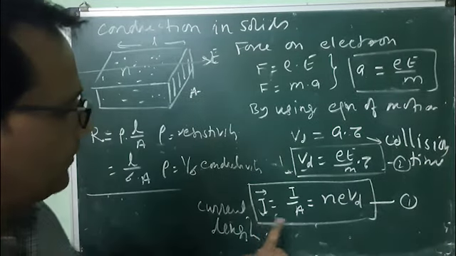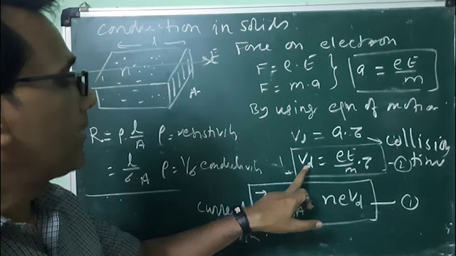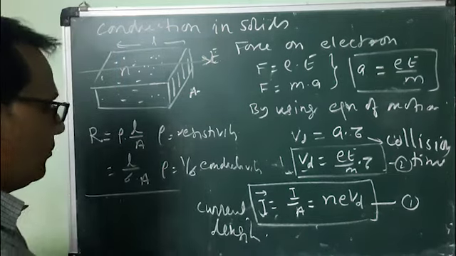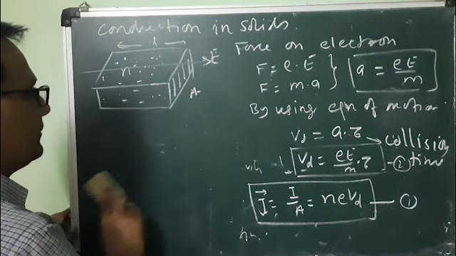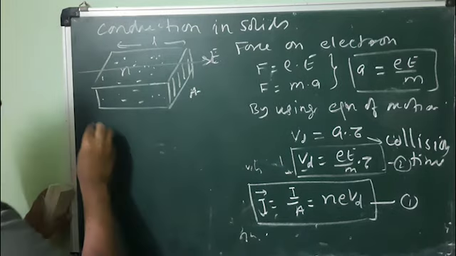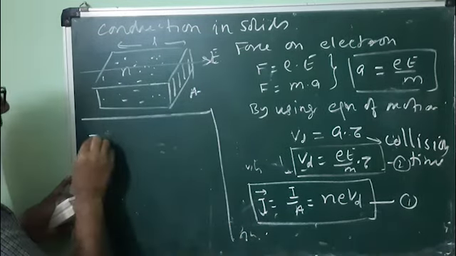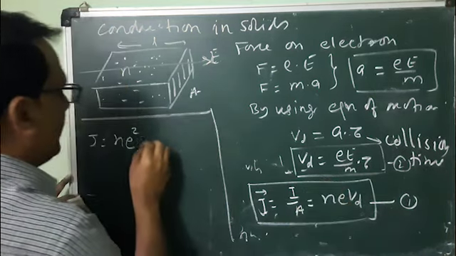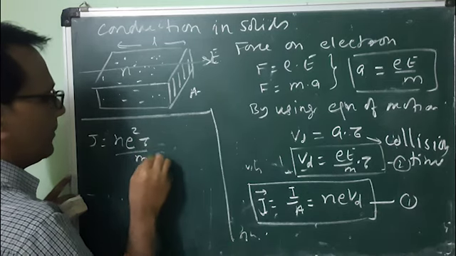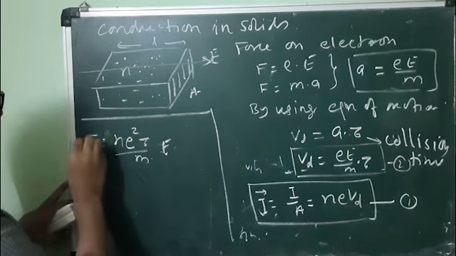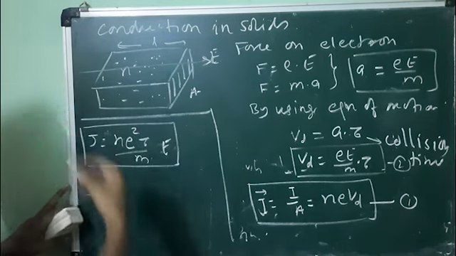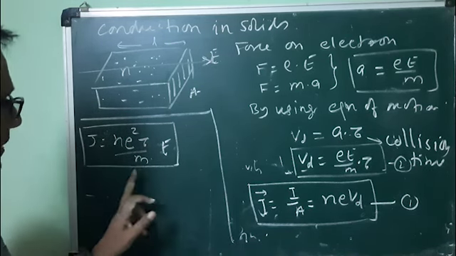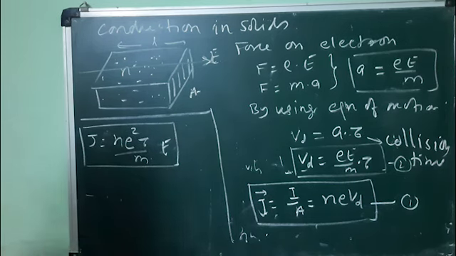So in the first equation we have J = n e Vd, and in the second equation we have calculated Vd in terms of the electric field intensity and tau. We can put this value here. So we will have J equal to n e square tau by m multiplied by E. This is the current density in terms of the charge density, the relaxation time and the mass of the electron, and the electric field.